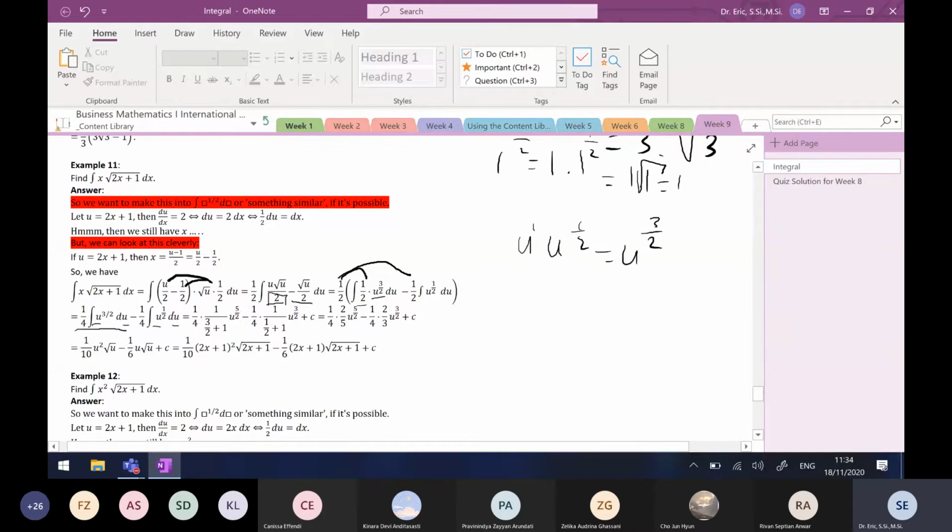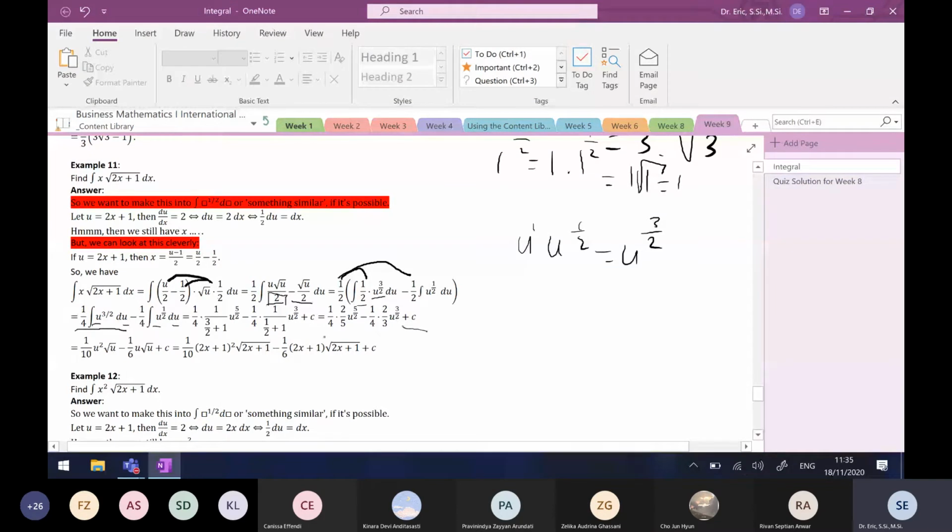Okay, yeah? Or what about u to the power of a half? 1 over a half plus 1, u to the power of a half plus 1 is 3 over 2. So you have this one. Okay, yeah? So you have 1 over 5 over 2, this is 2 over 5, times u to the power of 5 over 2 minus 1/4, a quarter, times 3 over 2, it will become 1 over 3 over 2 will become 2 over 3, u to the power of 3 over 2.